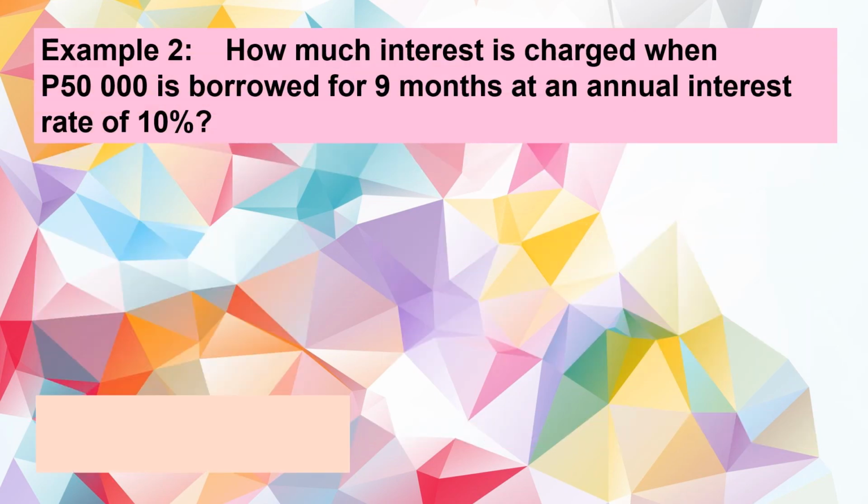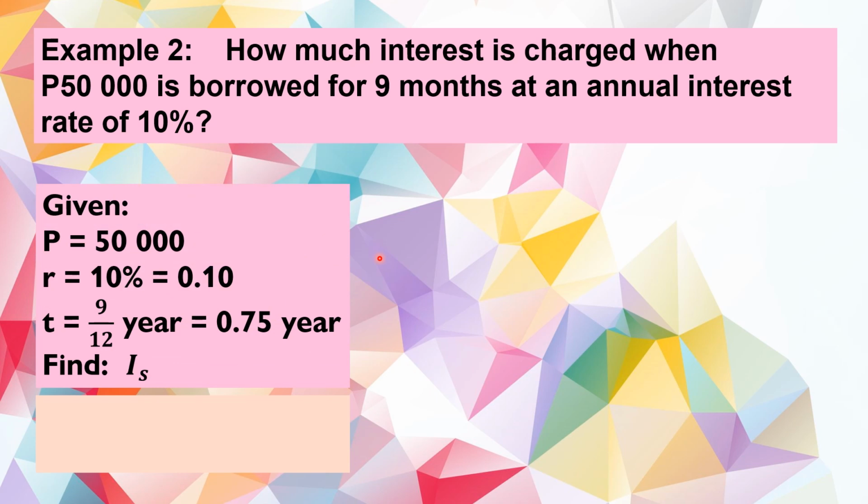Let's have example number 2. How much interest is charged when 50,000 is borrowed for 9 months at an annual interest rate of 10%? What is being asked in the problem is the interest. So we are looking for the interest. And what are the givens in the problem?